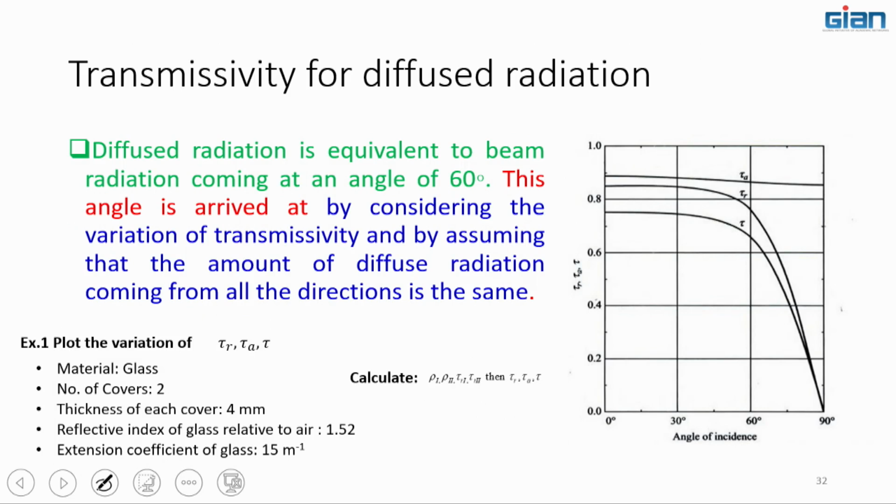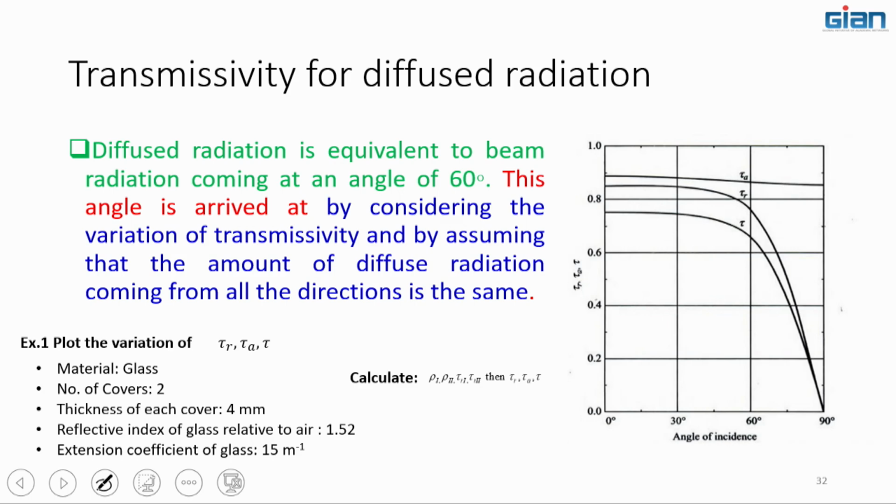So now that is done for tau. So what will happen to tau for beam radiation? What will happen for diffuse radiation? That's the concern now. This diffuse radiation is equivalent to the beam radiation coming at an angle of 60 degrees. Okay. So this angle is arrived at by considering the variation of transmissivity and by assuming that the amount of diffuse radiation coming from all directions is the same.